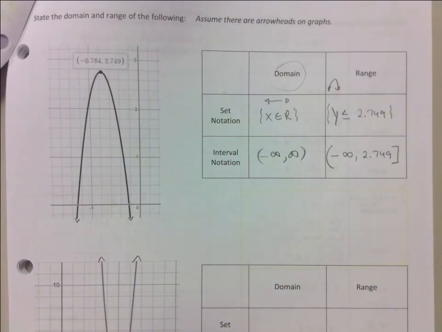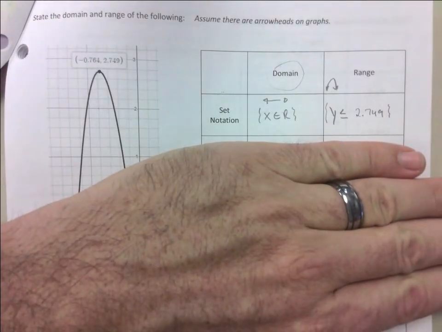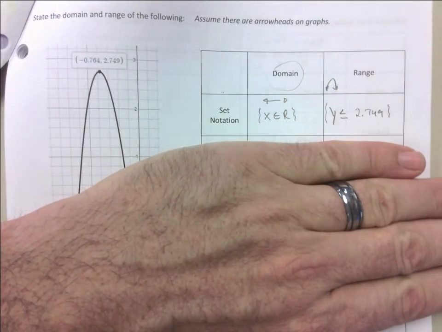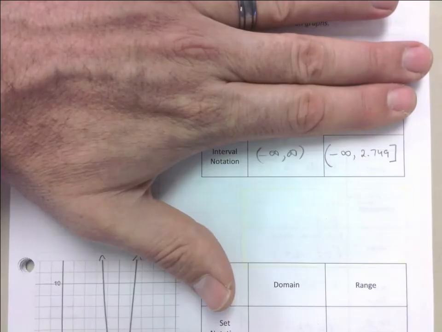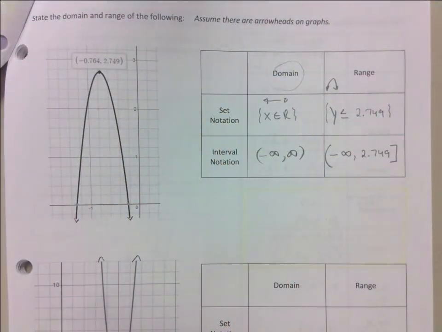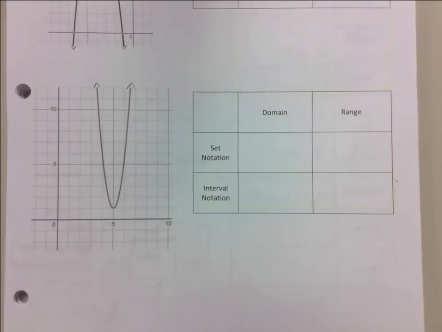I will only ask you for one of them. So let's say you like set notation, then I would just expect you to state that, domain and range. If you like interval notation, you would just state it like that, right? I'm not going to expect you every time to do all 4 versions of this, but it's good practice.